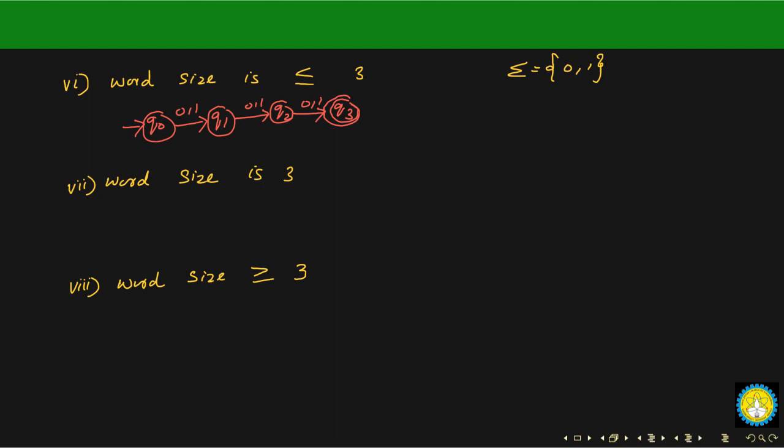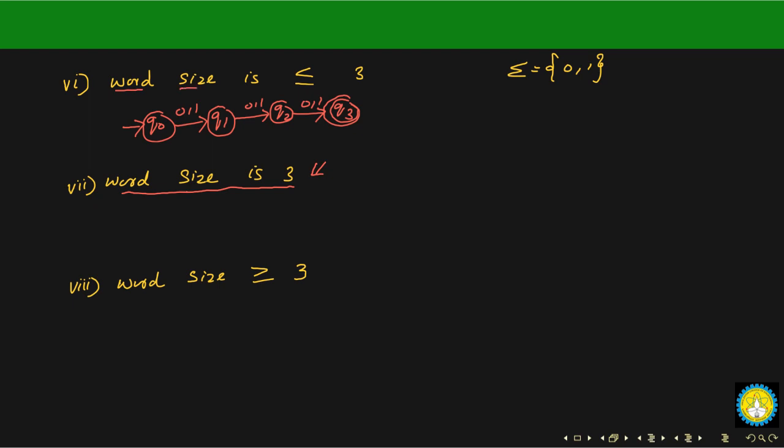So this NFA will accept all binary strings whose word size is exactly 3, if this is the way I draw it. It will look for the first symbol, second symbol, and third symbol. So once it has found 3 symbols, this is a perfect NFA for accepting strings whose word size is 3. So the next question, we have already solved, that is, word size is exactly 3.